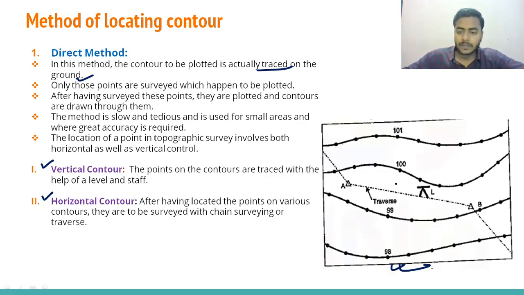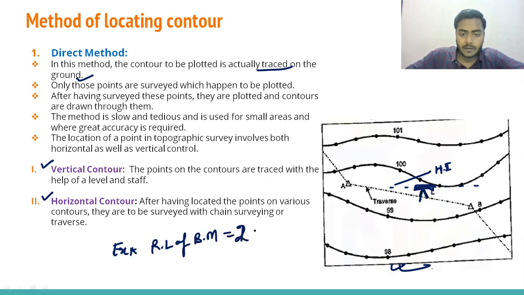So how will it come? First we will set the instrument here. We will do centering, leveling, and all those things. After doing this, we will get the height of instrument from the benchmark. Now let's take an example: the RL of the benchmark is 200 meters.